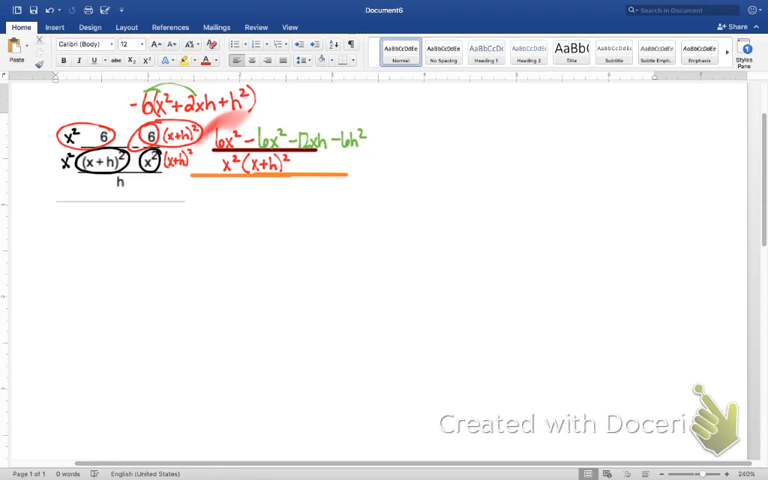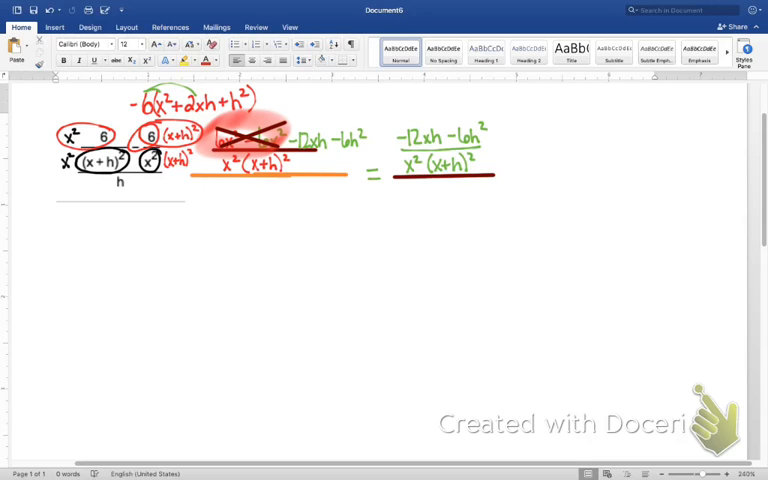So what's going to happen right here? They're going to cancel. So then as far as the top side is concerned, I have negative 12xh minus 6h squared, all over x squared times x plus h squared.